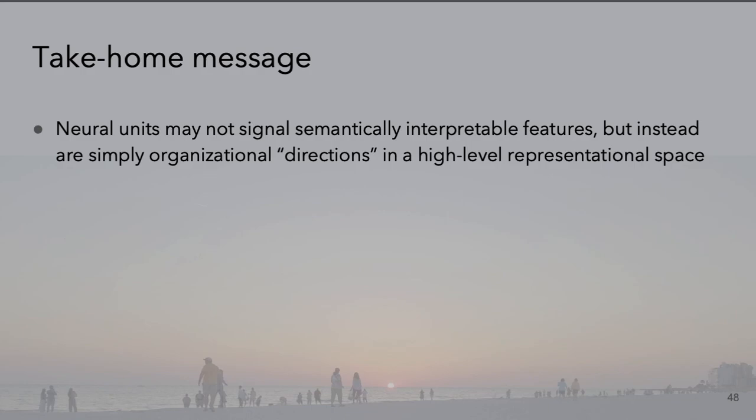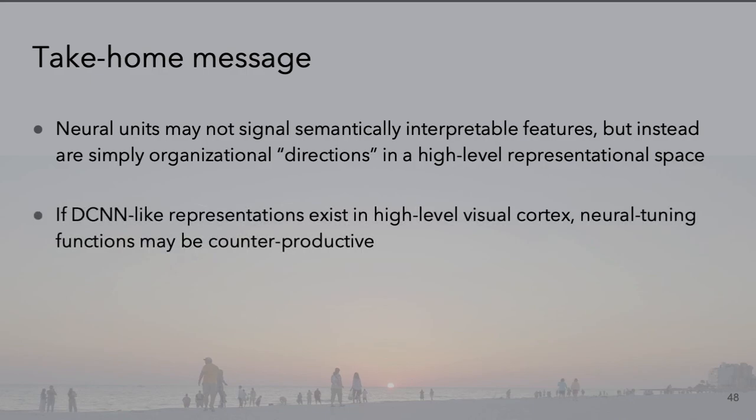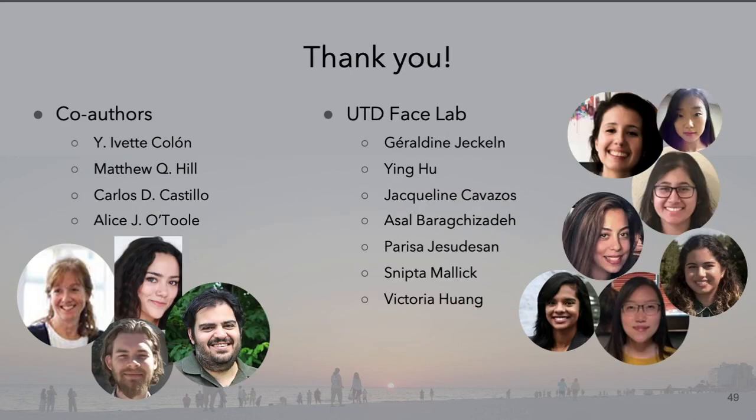We believe that neural units may not signal semantically interpretable features, but should be seen simply as organizational directions in the representational space. Therefore, if DCNN-like representations exist in high-level visual cortex, neural tuning functions will not be informative about the high-level visual code. So that's all I have.